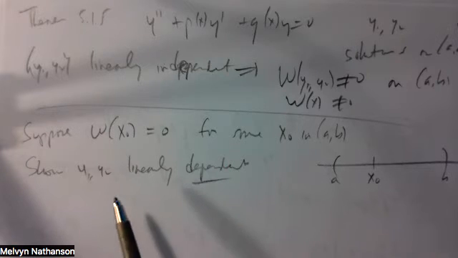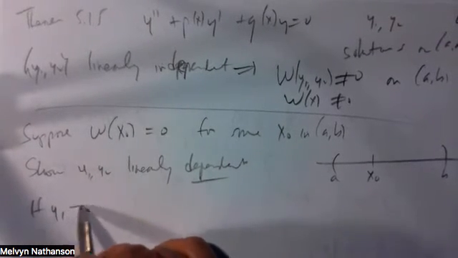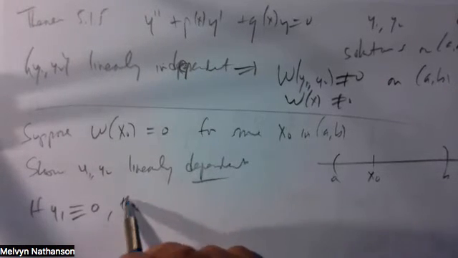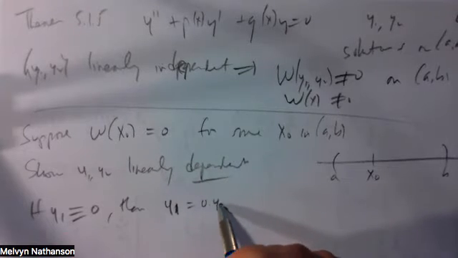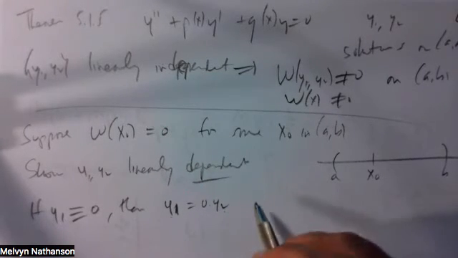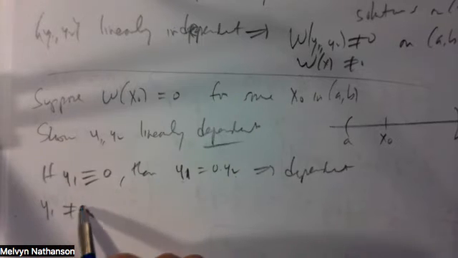Yeah, if y1 is always equal to 0, identically equal to 0, then y1 is 0 times y2. y1 is a scalar multiple of y2, so these are dependent. So we can assume y1 is not equal to 0 for all x.